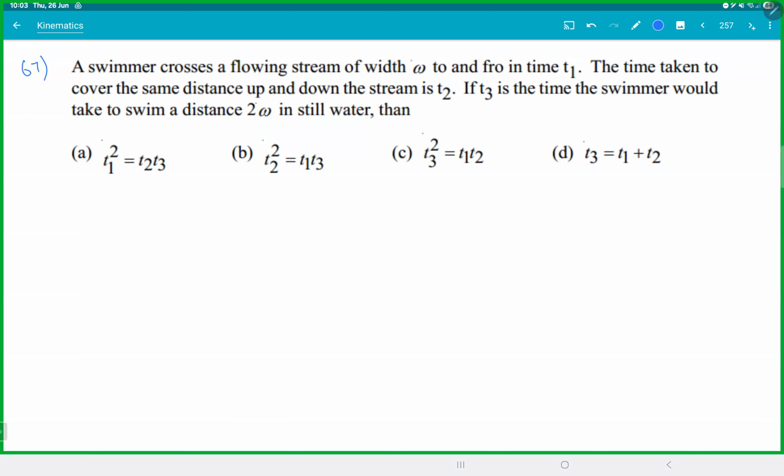A swimmer crosses a flowing stream of width W to and fro in time t1. The time taken to cover the same distance up and down the stream is t2. T3 is the time the swimmer would take to swim 2W in still water. Then the relation between them. Let's get this.